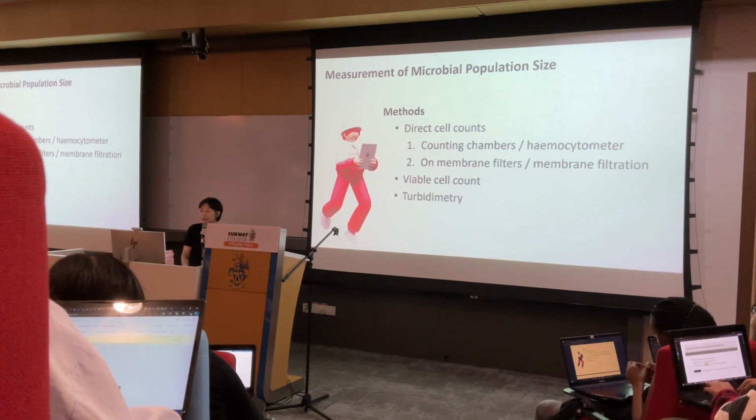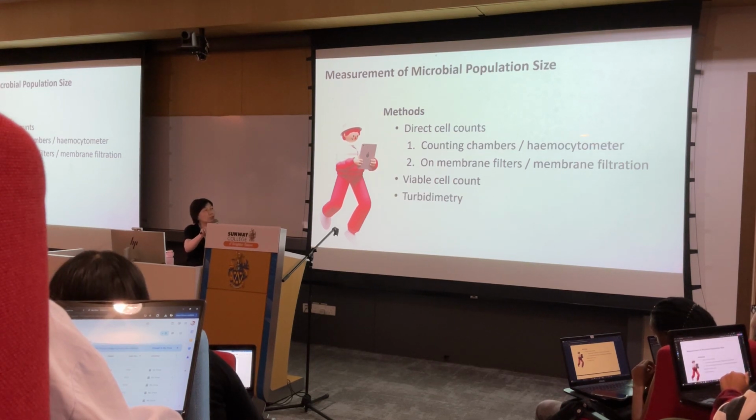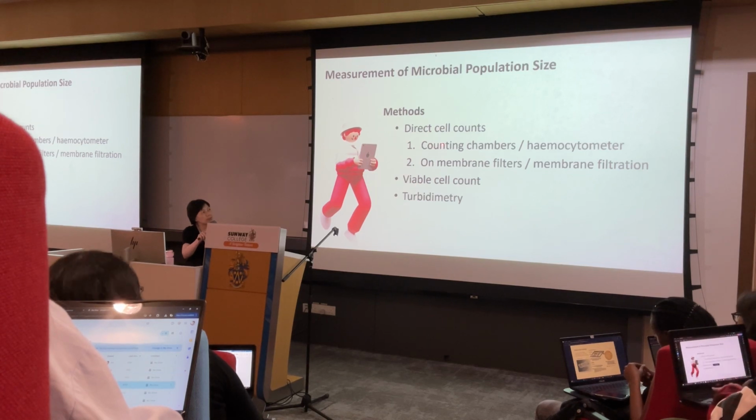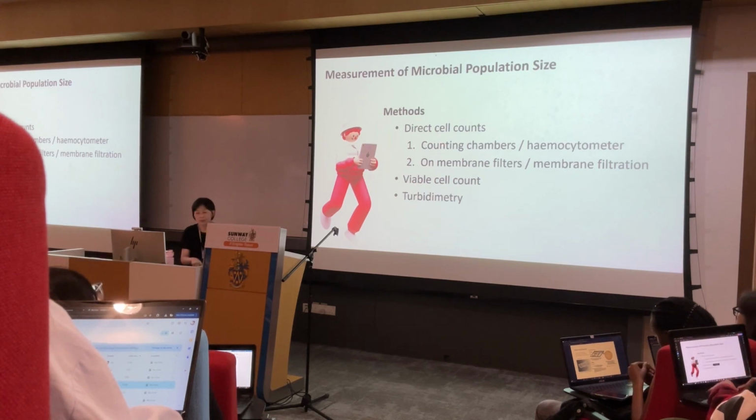Now, this is the method. There are several methods. Direct cell count has two types, hemocytometer and membrane filtration. And viable cell count, and turbidimetric, looking at the turbidity of the cell culture. So you have 1, 2, 3. Let us go through all of them, sorry, we have to go through all of them very quickly.